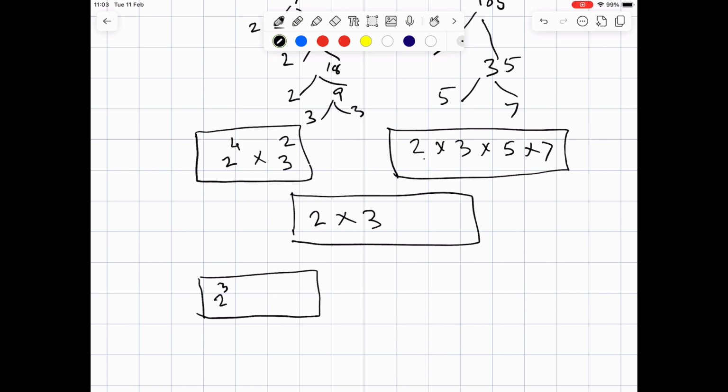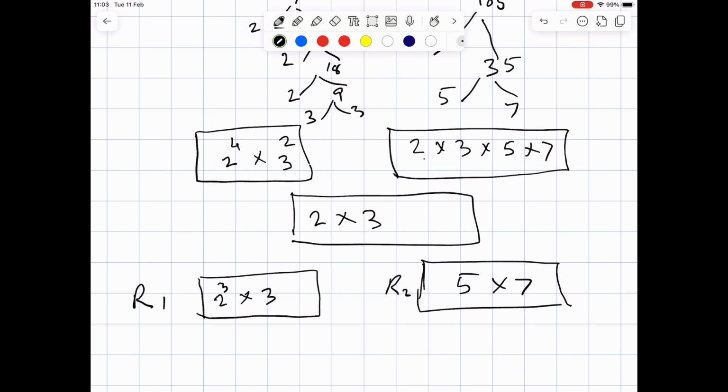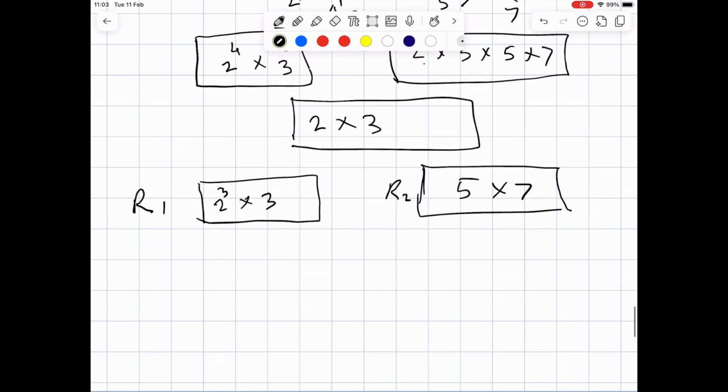In the first set of factors, the remaining. Remember that one 2 and one 3 we have used in the common factor, the middle box, and the remaining there were 3 2s and 1 3 extra in there, R1. And in the second set, there's a 5 and 7 which are extra. So R1 is 2 cubed times 3, and R2 is 5 times 7.